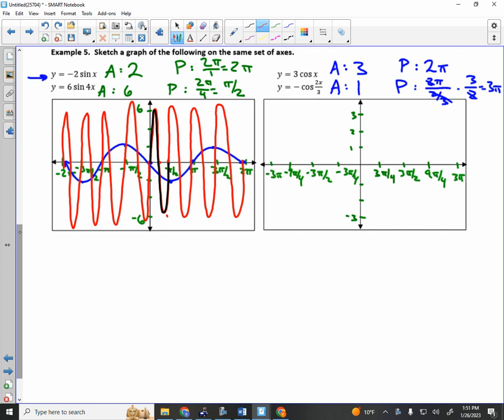The bottom one, where will it start? Starts down 1 unit. Cosine always starts at the max or the min. Because it's negative, it's going to start at the minimum. I'm going to go up to this spot, up here.